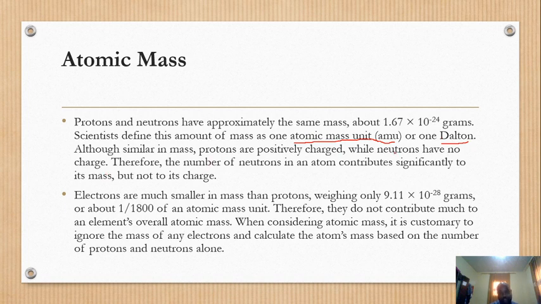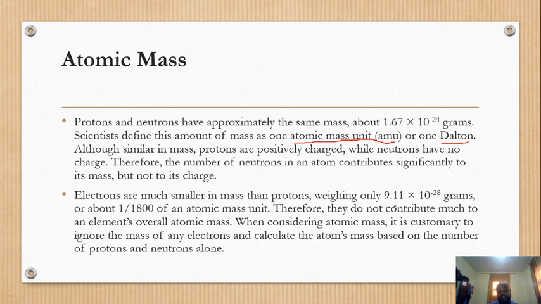Protons and neutrons have the same mass, but what makes them different is that protons are positively charged, but neutrons do not have charge. Therefore, the number of neutrons in an atom contributes significantly to the mass, but not to its charge. So the charge of the nucleus, which is positive, is only contributed by the protons, not the neutrons. They don't have charge. Electrons are much smaller in mass than protons.